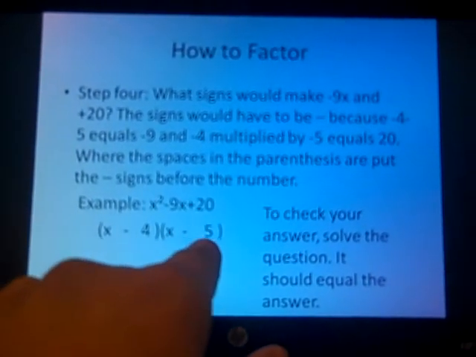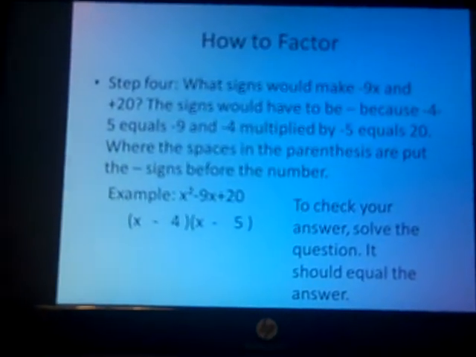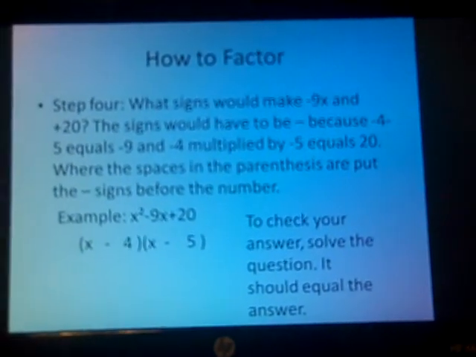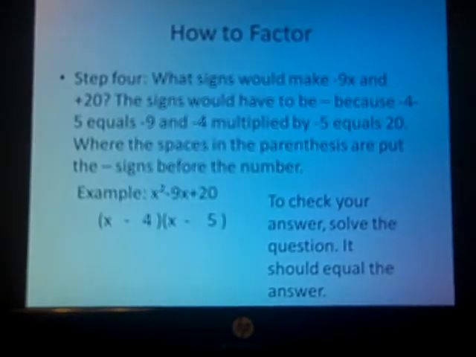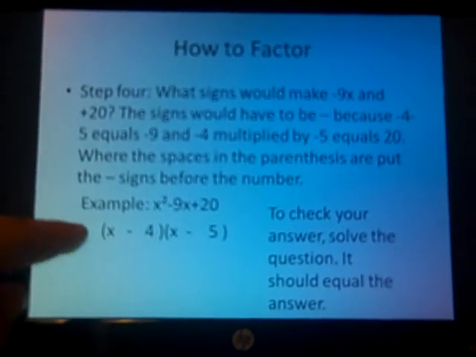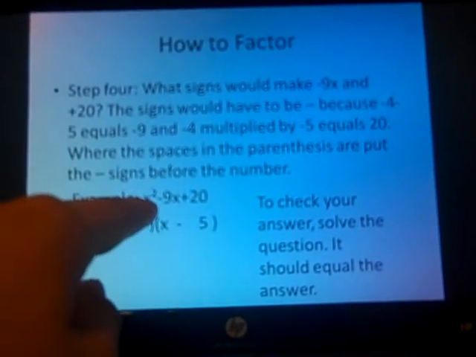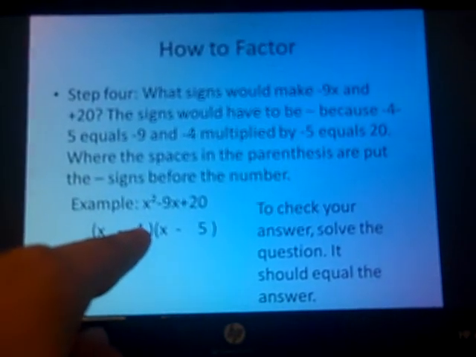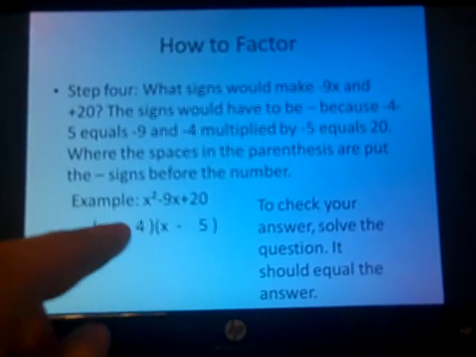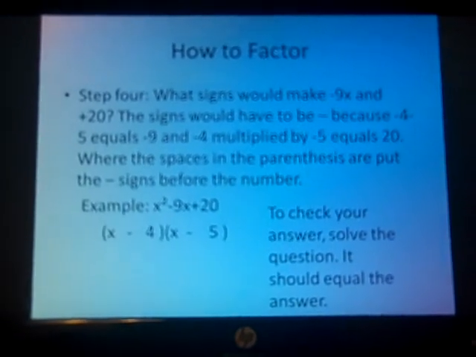If you were to solve this, it should equal this. And that's how you do factoring. To check your answer, solve the question. It should equal the answer. So you would solve this to get this, and then if you solved this and it equaled this, then you did it right. If you didn't, then it equaled wrong. But that's basically it, see?